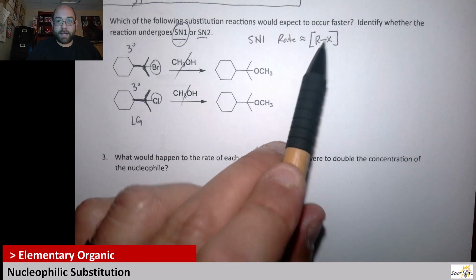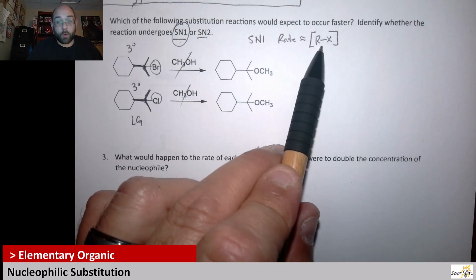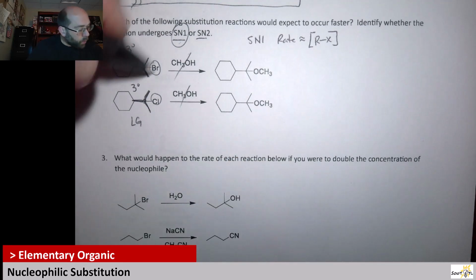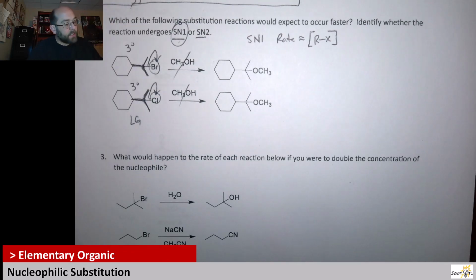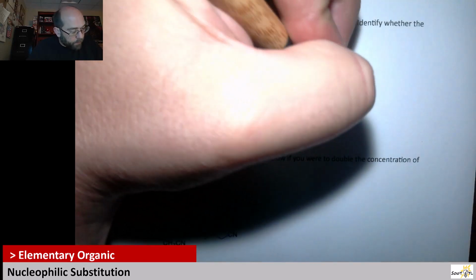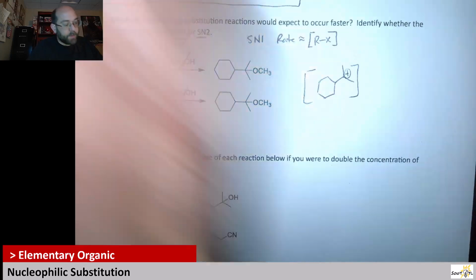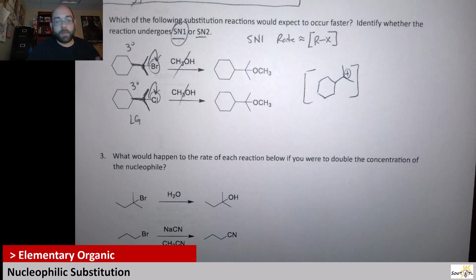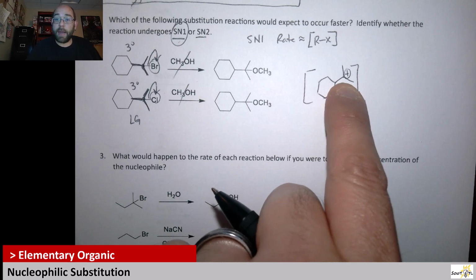Now, why is it that the rate of an SN1 is only dependent on your alkyl halide or your substrate? That's because the first step of this reaction requires the bromine to leave, requires the chlorine to leave. So both of these have the exact same intermediate, this tertiary carbocation. And this is why SN1 is almost always going to happen with a tertiary, because it's going to make the most stable carbocation that we know of.